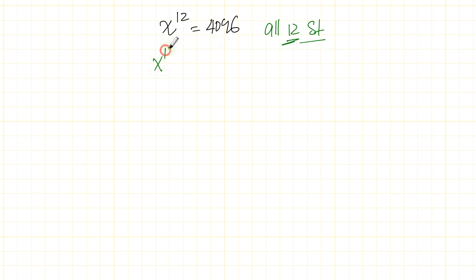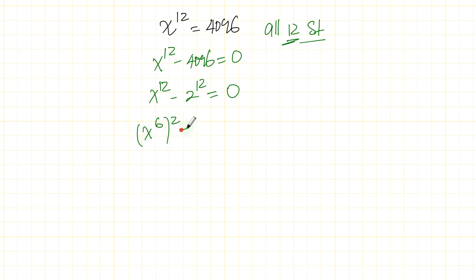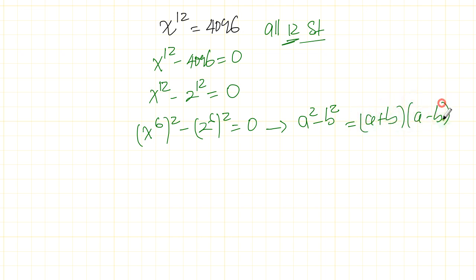We have x to the 12 minus 4096 equals 0. Well, 4096 guys, this is 2 to the power of 12. So I'm going to say then that this is x to the 6 to the power of 2 minus 2 to the 6 to the power of 2 equals 0. Now we have an identity here, which is a squared minus b squared, and we can write this as a plus b, which multiplies a minus b.